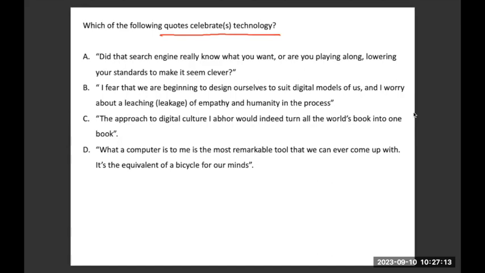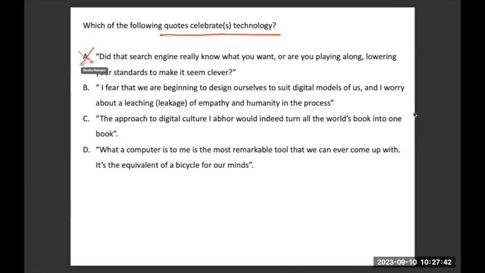In this case, let's just go option by option. The first one says, did that search engine really know what you want? Or are you playing along, lowering your standard to make it seem clever? The first option clearly says, are you trying to lower your standards by being dumb in front of a search engine? It is a criticism on the function of the search engine, so it is wrong.